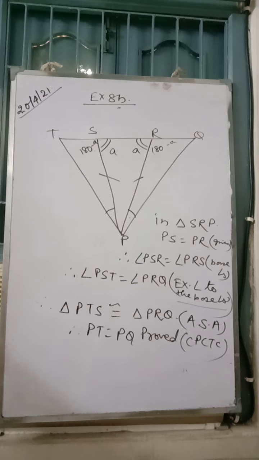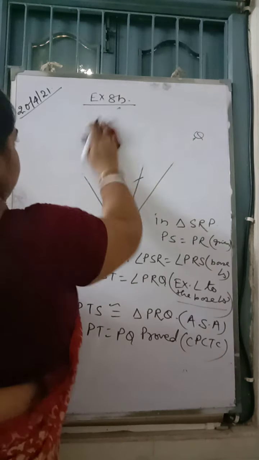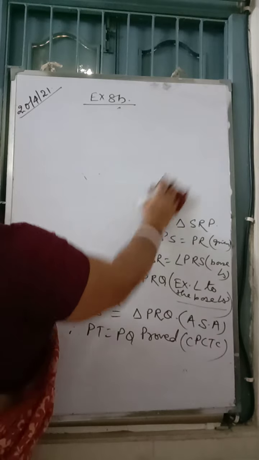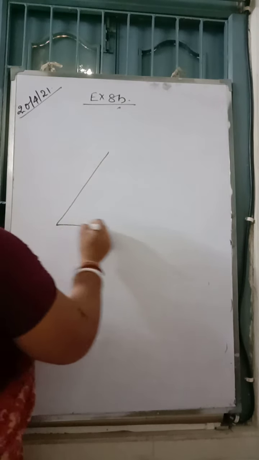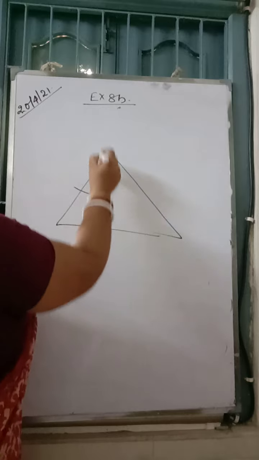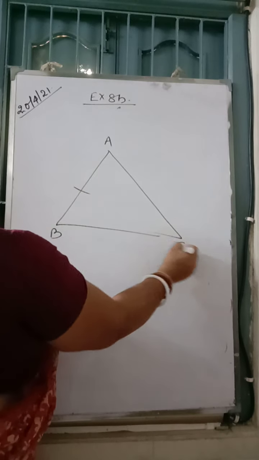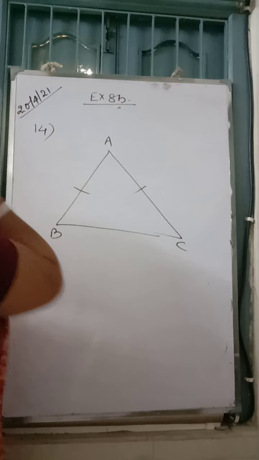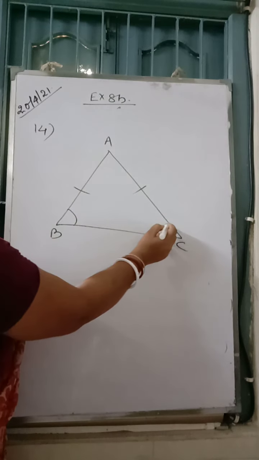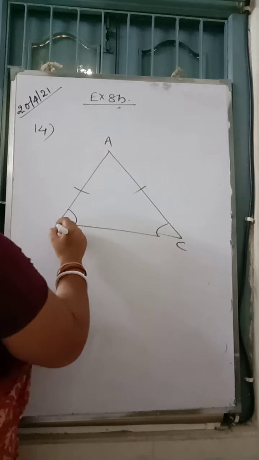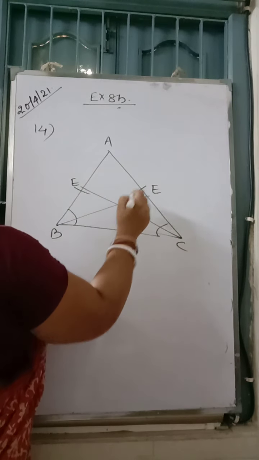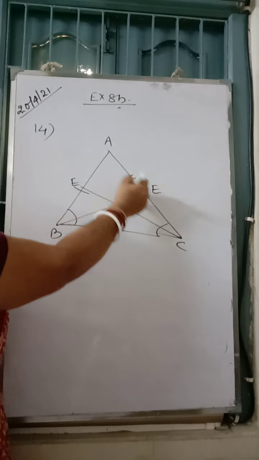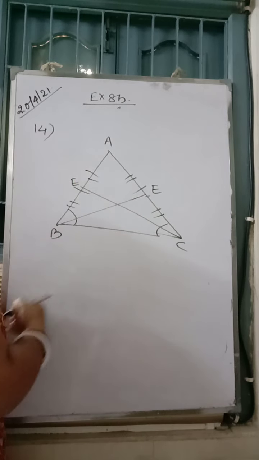Now question number 14 says, see, question number 14 is very simple. Just you have to apply your brain a little bit. It says there is a triangle ABC where AB is equal to AC. So angle B will be equal to angle C. Now BD and CE are the medians. What do the medians do? They divide the side into two halves. So may I write this is equal to this.